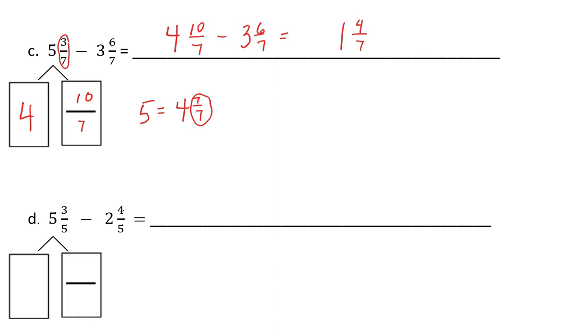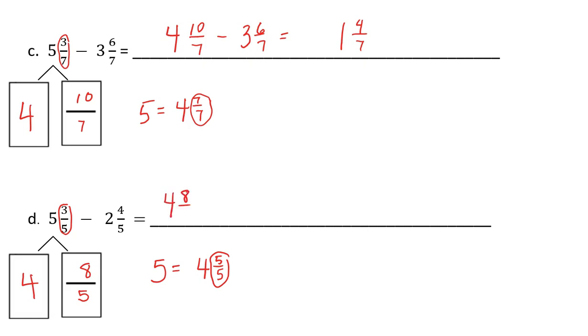Let's look at one more example. Here I have 5 3/5 minus 2 4/5. Again, if I wanted to subtract my fractions, I can't take 4/5 away from the 3/5. So we'll decompose the 5 into 4 5/5. So 4 is my new whole number. I'll take the 5/5 and combine it with the 3/5 for a total of 8/5. Now I can do my subtraction.